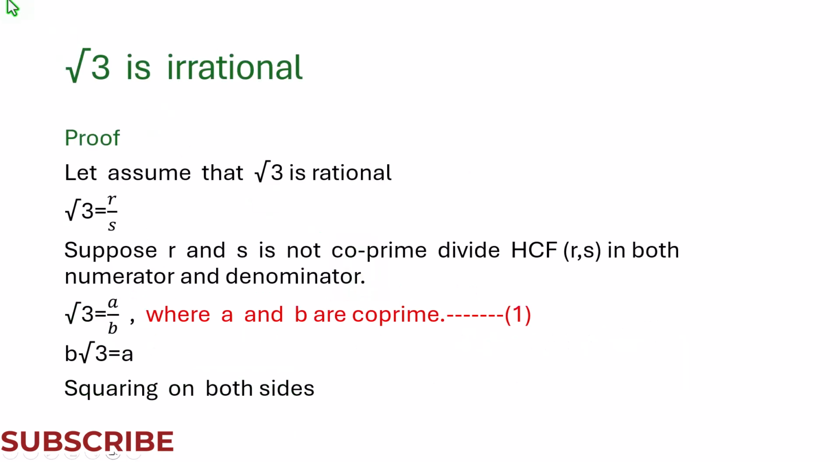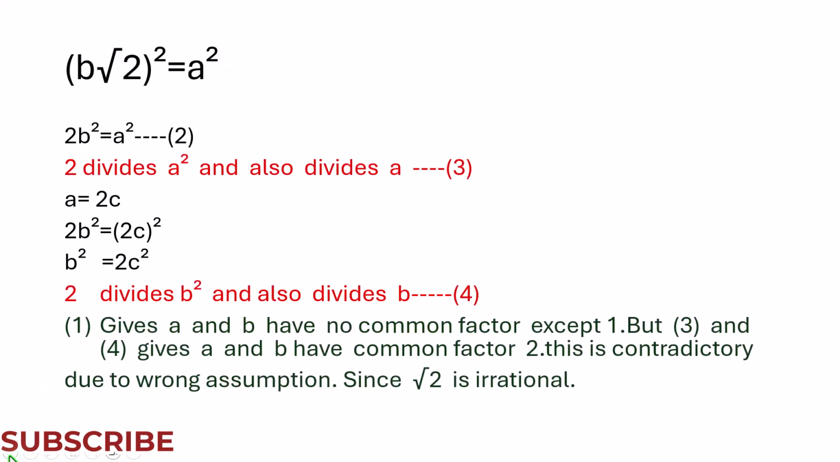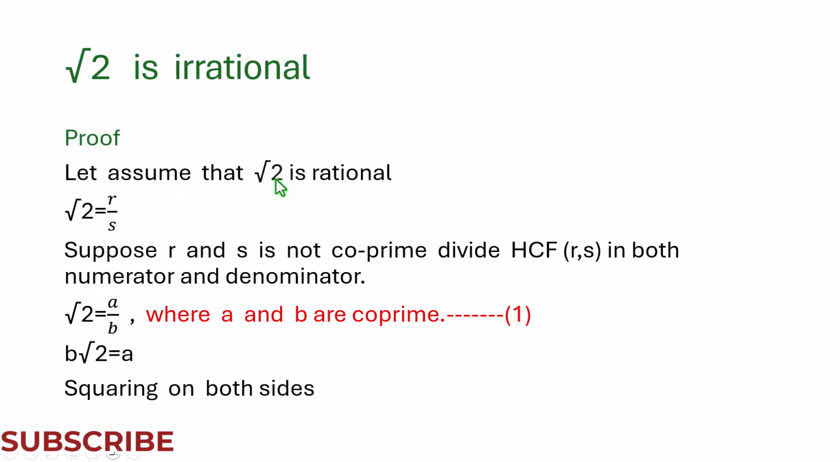Next, root 3 is irrational. Root 3 is irrational is proved by contradiction, with the same method as root 2. Wherever 2 comes, put 3. Similarly, for root 5 being irrational, use the same method: wherever 2 comes, put 5.